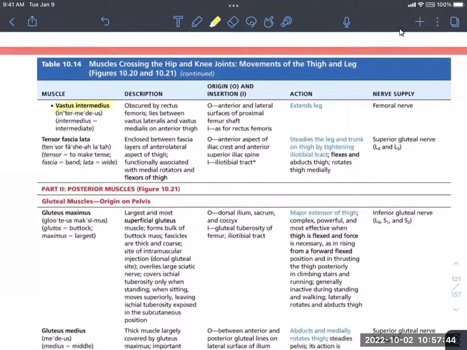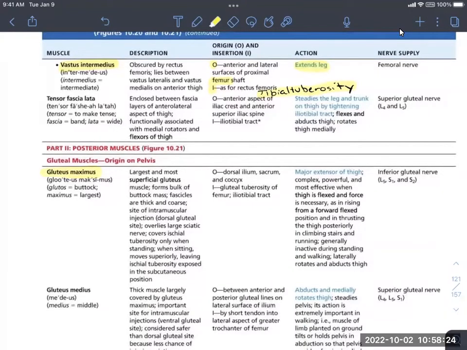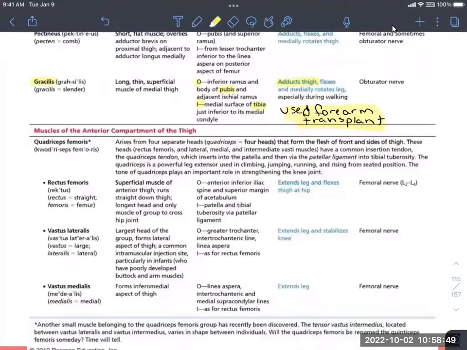We have vastus intermedius here. Vastus intermedius is going to originate at the femur. It's going to insert at the tibial tuberosity. And it does work to extend the leg. Gluteus maximus. Okay, went back a few slides, found all the rest of my quadricep muscles. I knew we were missing something somewhere.